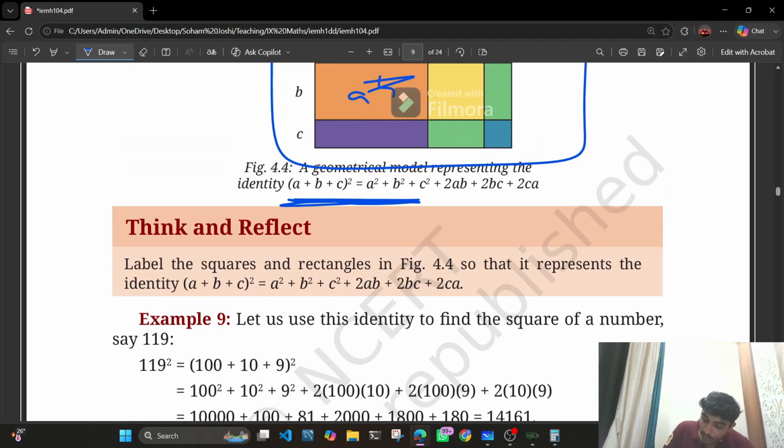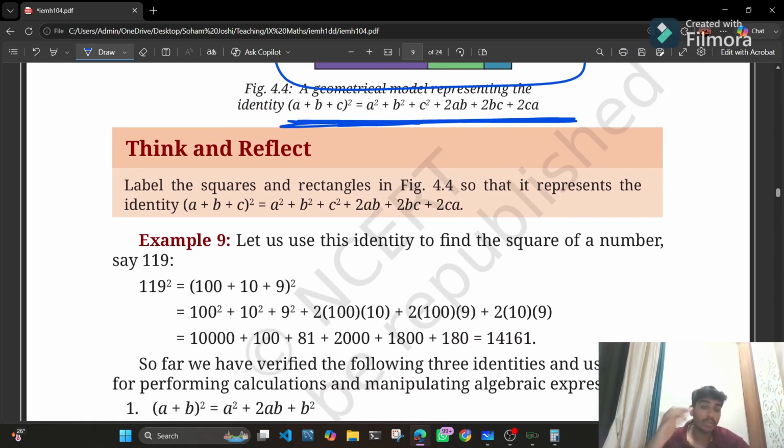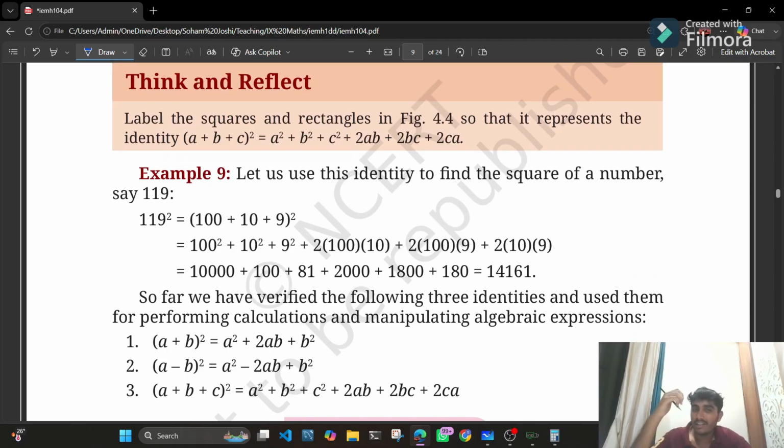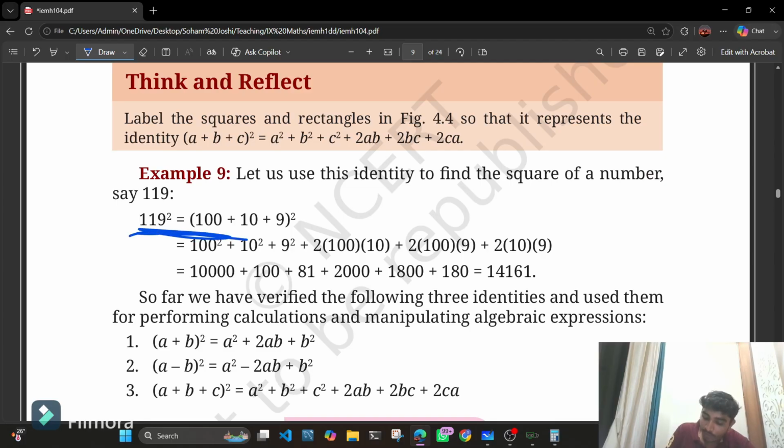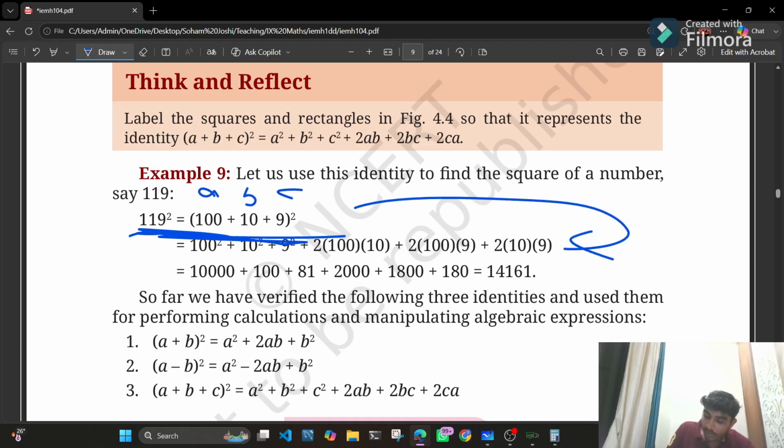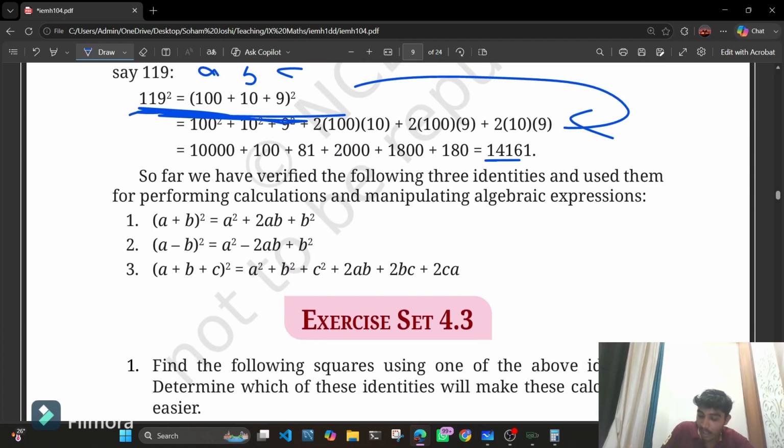(a + b + c) whole square is equal to a square plus b square plus c square plus 2ab plus 2bc plus 2ca. This is how we can use it to find the square of a bigger number, that is 119 square. If we were to find it, we write it as (100 + 10 + 9) square. Then that is a, b, c. Now substituting all the values in the identity, we get the answer as 14161. Basically, these identities make our calculations easier.